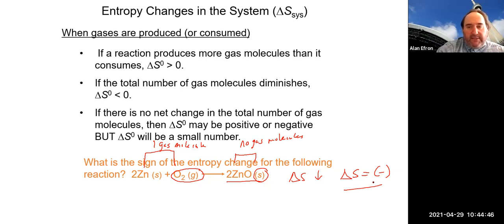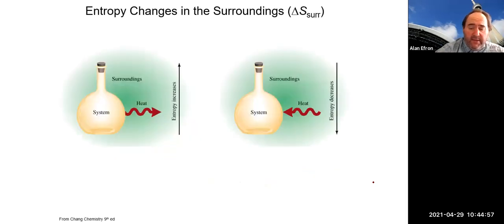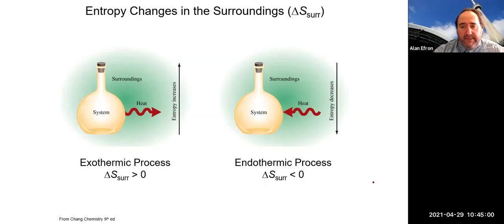So that is the delta S of the system, or delta S of the reaction. We're now going to talk about the other part of the delta S of the universe, which is the delta S of the surroundings. Delta S of the surroundings is related to enthalpy, and it is related to whether the process is an exothermic process or an endothermic process. So let's take a look at the left there. We have a flask there, and it's an exothermic process. So what does that mean? Well, it means that this system here is giving off a lot of heat and energy.